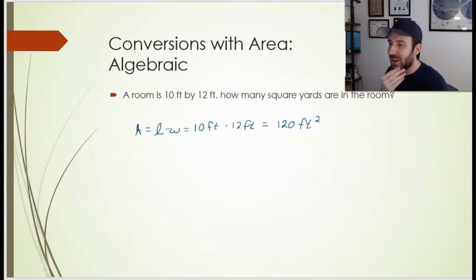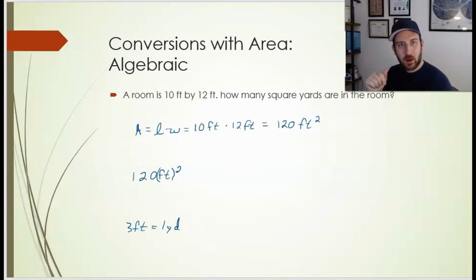Okay, now we've got how many square yards are in the room. Well, I'm going to start with my truth. My truth is I have 120 square feet. And I'm going to recall that 12 feet were in, no, excuse me, 3 feet were in 1 yard. And that when I made a square using these units, I multiplied something by itself.